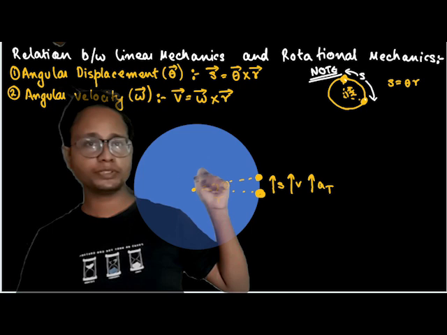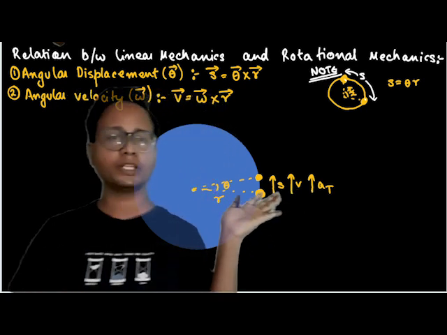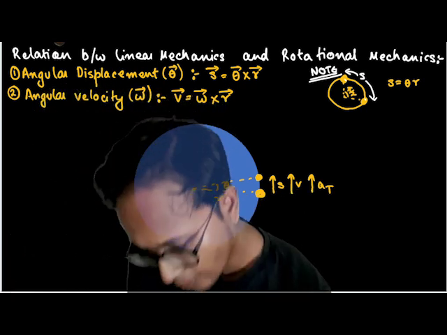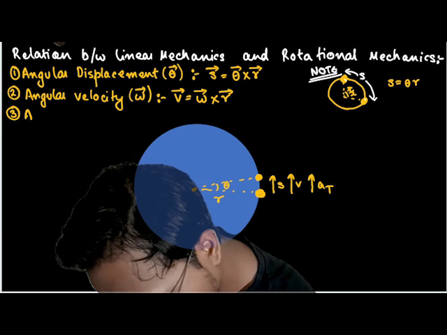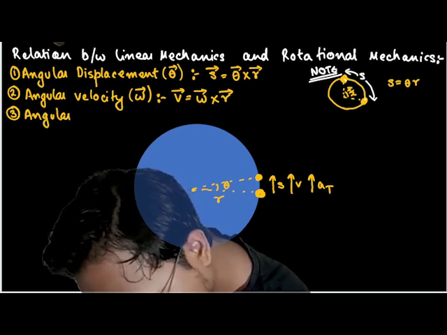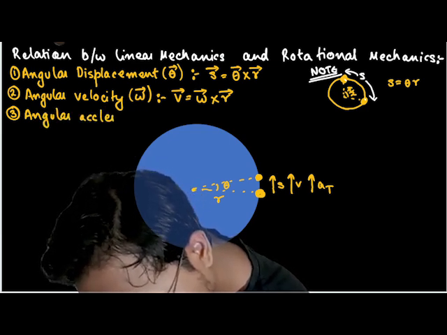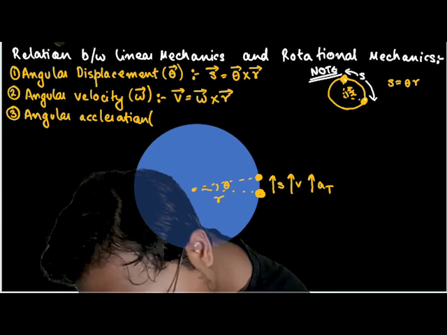Understood this much? Similarly, if the body was accelerating in this direction, angular acceleration, alpha, is the third parameter that you are going to study.